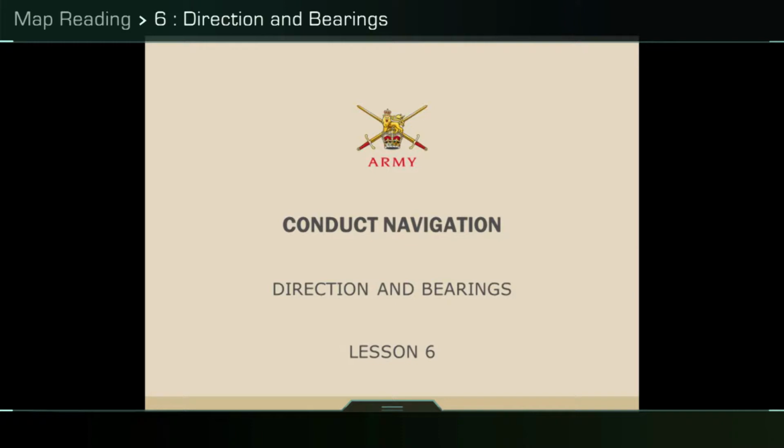Map Reading 6, Directions and Bearings. This video will help you understand how bearings are used to navigate, including appreciation of the degree and mil system. It will cover the following objectives: using and understanding the degrees and mil systems, using the different versions of north for map reading, using and understanding bearings for map reading, understanding and identifying GMA.